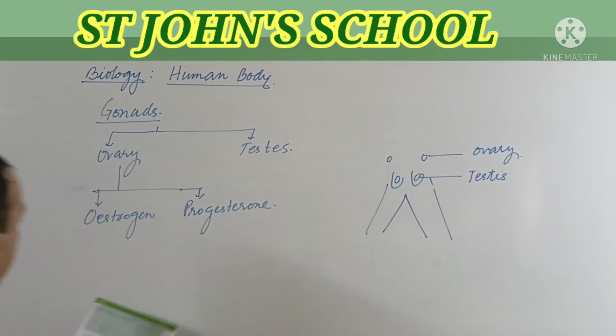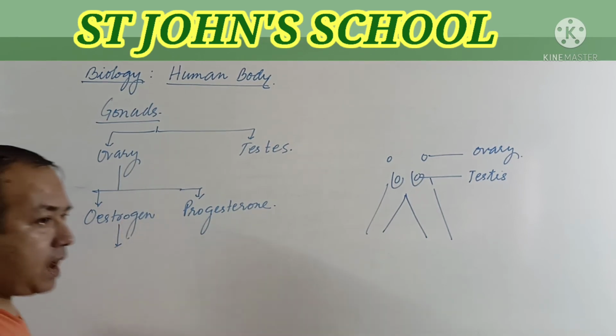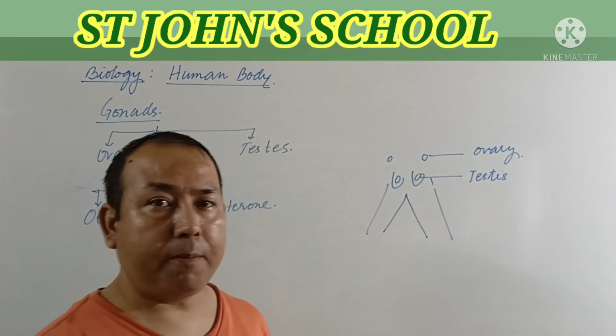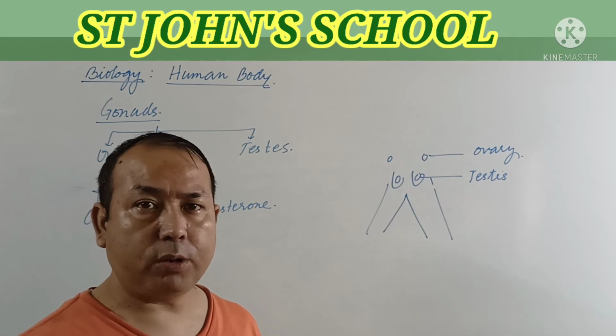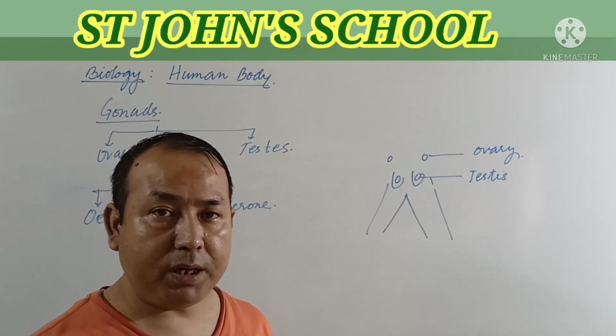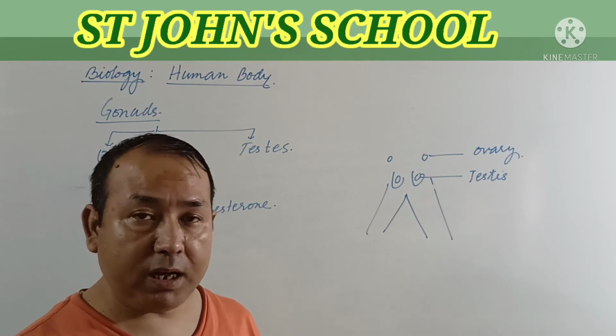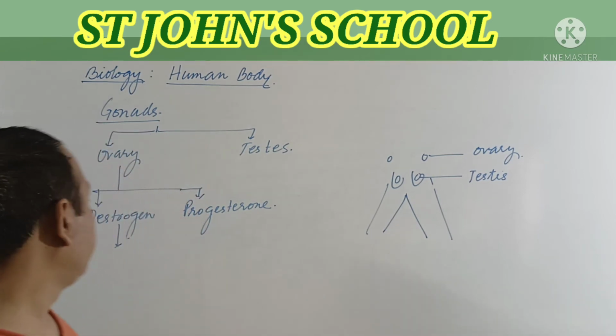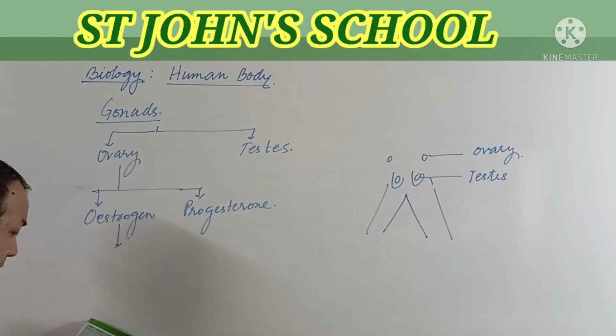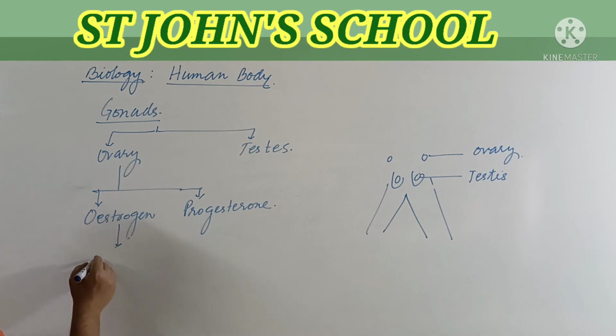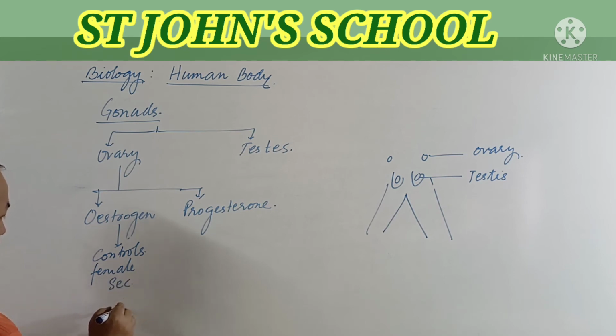Now this estrogen helps in developing the secondary sexual characters in the female, that is, the development of breasts. All the female characters seen in the female are mainly because of this estrogen hormone. It is responsible for developing and controlling female secondary sexual characters. In short, I am writing: female secondary sexual character.